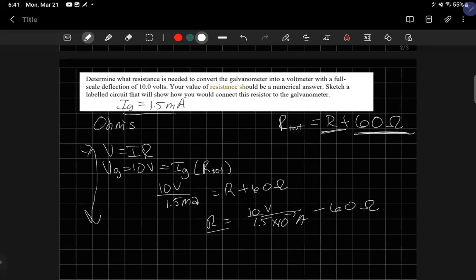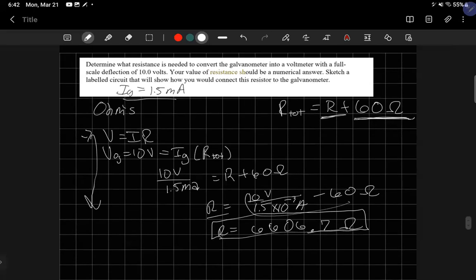So at the end, this is going to give you 6606. And then I got 0.7. I don't know where he got his answer, but using his numbers, I got 6.667 ohms. He rounded kind of weird whenever I saw his answers. So that's that question. Fairly straightforward.